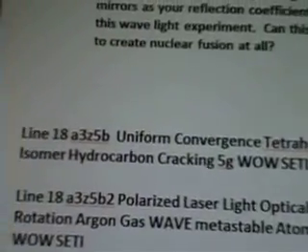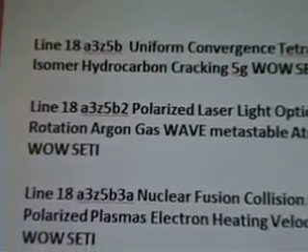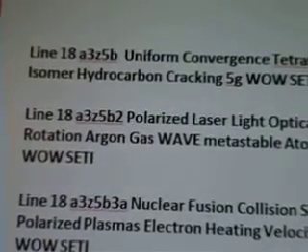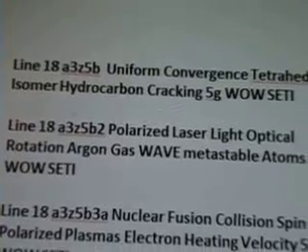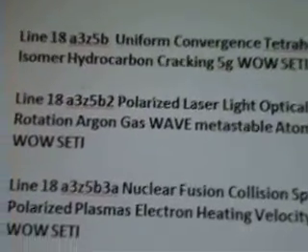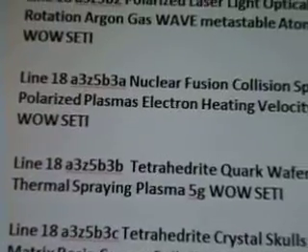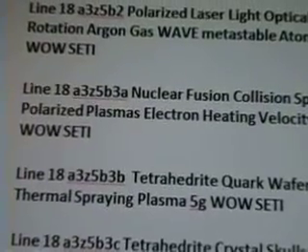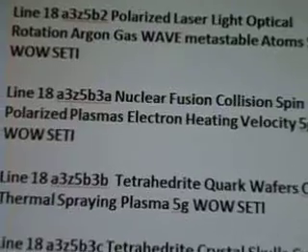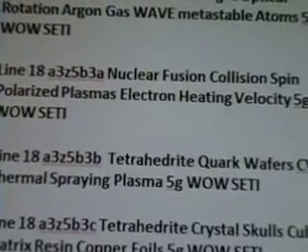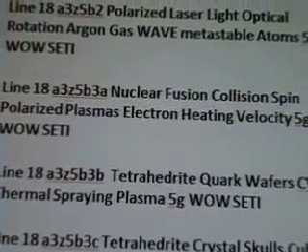So this is line 18A3Z5b. Uniform convergence to Tetrahedra, Isomer, Hydrocarbon cracking 5G Wow Seti. That was the first video. The second one was this one that we just did. Line 18A3Z5b2 Polarized laser light optical rotation argon gas wave metastable atoms 5G Wow Seti. The next video we'll be doing is line 18A3Z5b3A nuclear fusion collision spin polarized plasmas electron heating velocity 5G Wow Seti.